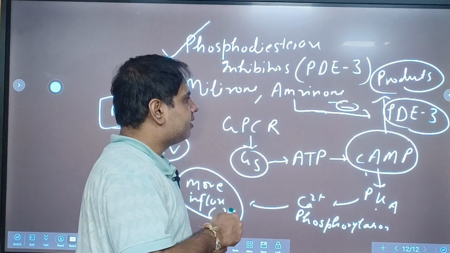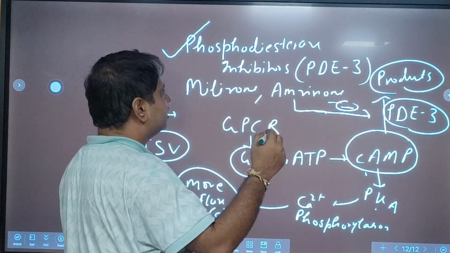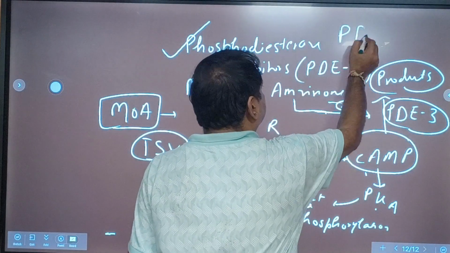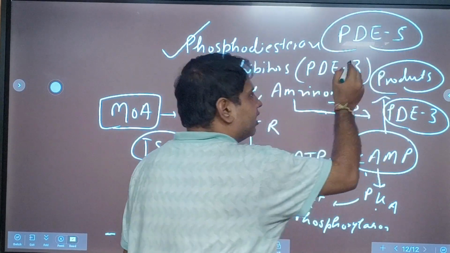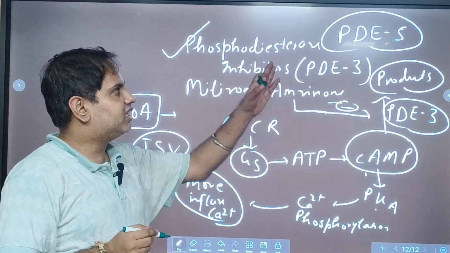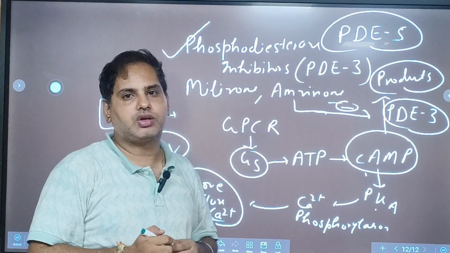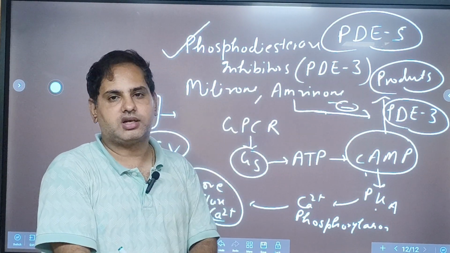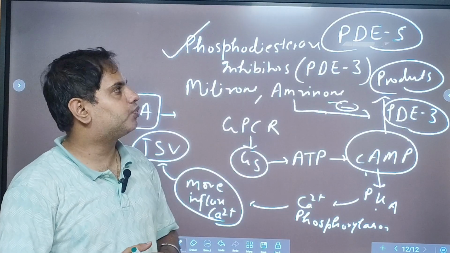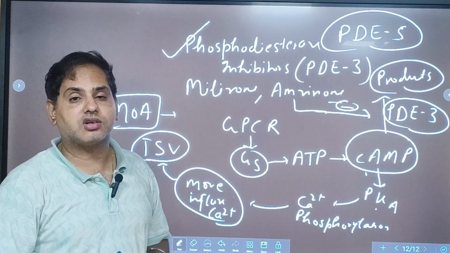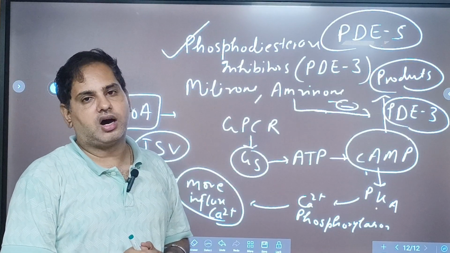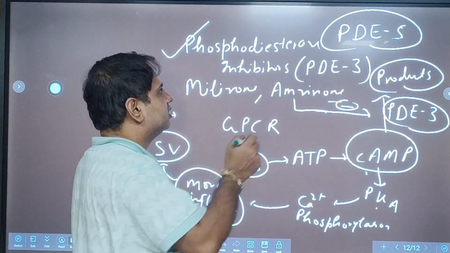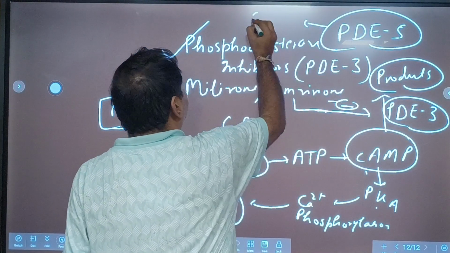And there is another enzyme, phosphodiesterase, and there may be others. There is PDE5 also, but PDE5 is not there in the heart. These are in the smooth muscles, particularly in the blood vessels. So these phosphodiesterase 5 inhibitors are also available in the market, but they are for erectile dysfunction. And a well-known drug is sildenafil.